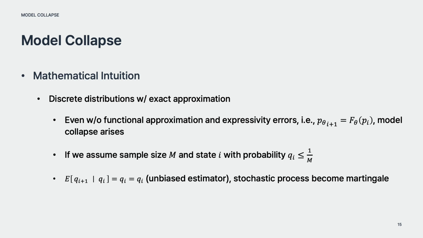Under these assumptions, the probability estimates for each discrete state form a martingale process. This means that in expectation, the estimated probability of each event remains unchanged across generations. However, this does not imply stability. While the expectation is preserved, the variance increases over time, which is the key source of instability in recursive training.